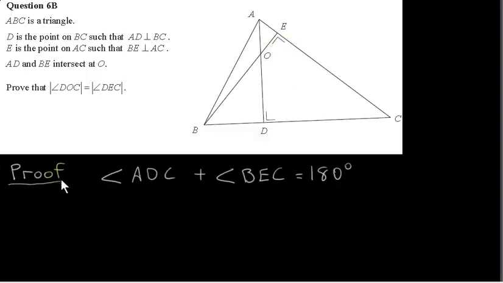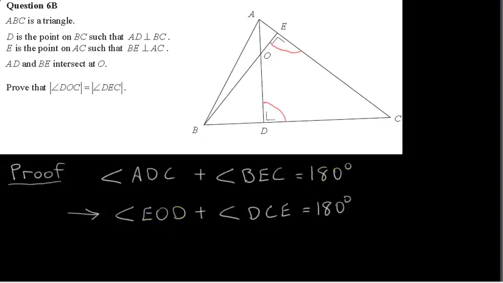Here's one proof. Notice that angle ADC, this angle here, plus angle BEC, this angle here, sum to 180 degrees. This means that angle EOD, which is this angle here, plus angle DCE, which is this angle here, must also sum to 180 degrees. Why is that? Because we have four angles in a quadrilateral.